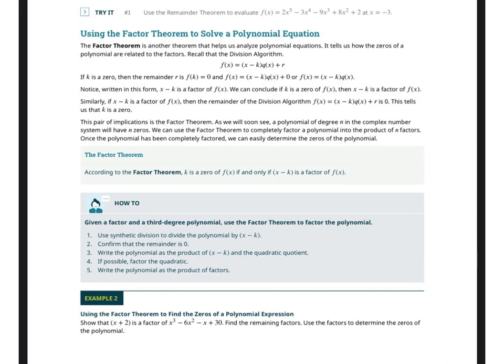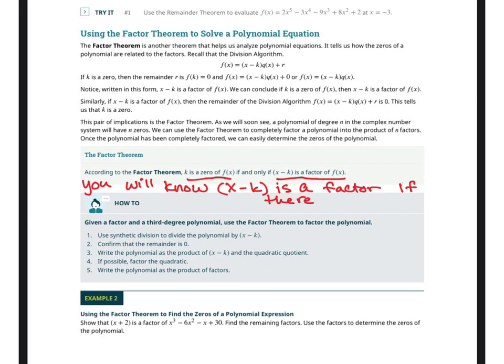Here's the factor theorem. It says, according to the factor theorem, k is a 0 if and only if x minus k is a factor of f of x. You'll know it's a factor if there is no remainder. You want to write that down? You will know x minus k is a factor if there is no remainder.